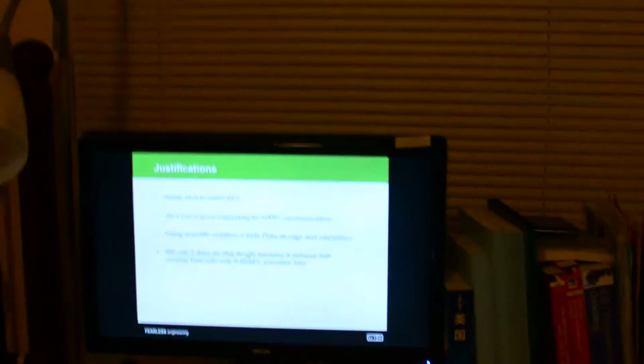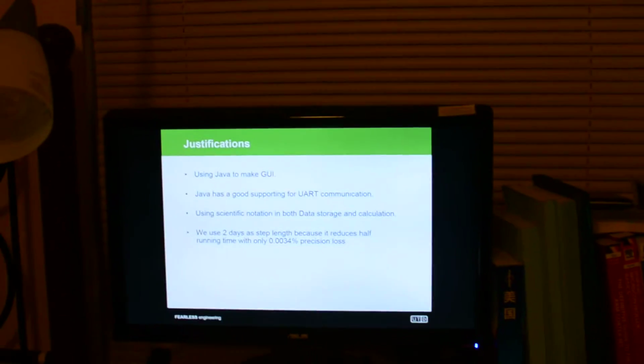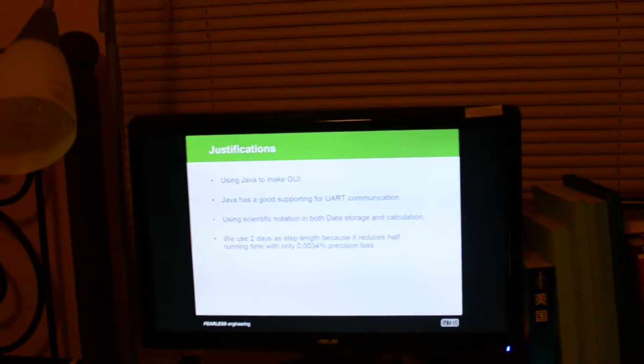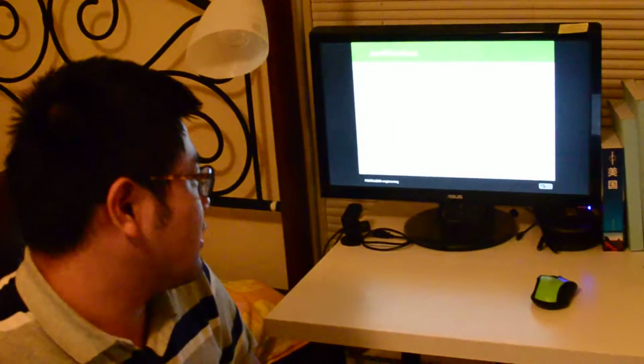So I will talk about the justification. First, we use Java to make the GUI because I'm very familiar with Java, and Java has very good support for UART communication rather than USB communication. So that's why we chose UART communication.